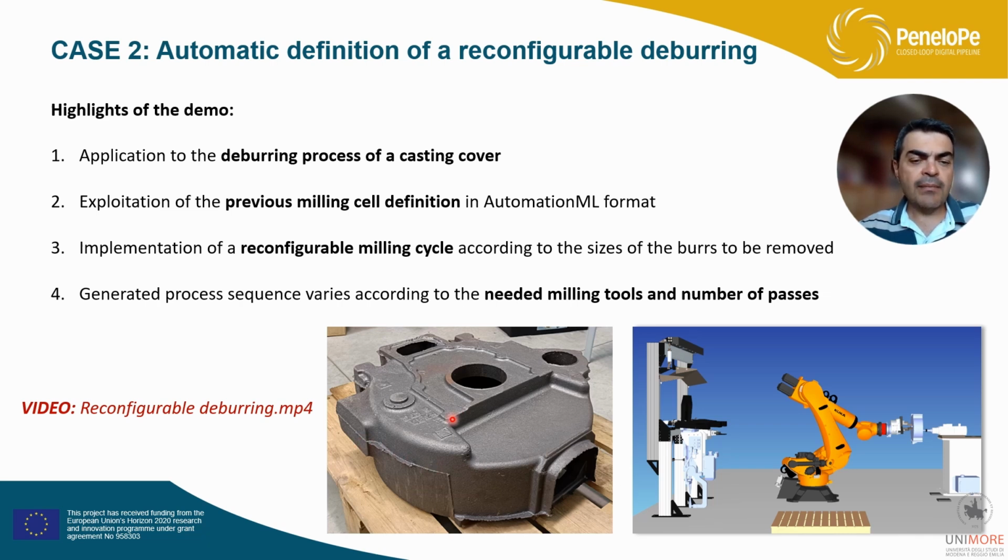And then the system elaborates an optimal cycle and describes it in terms of an AutomationML file. The AutomationML file can then be processed in the physical environment or in a virtual environment for some commissioning testing activities.